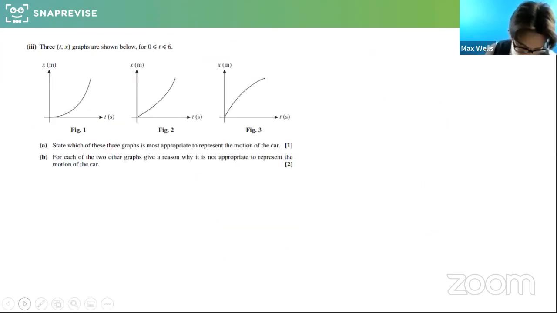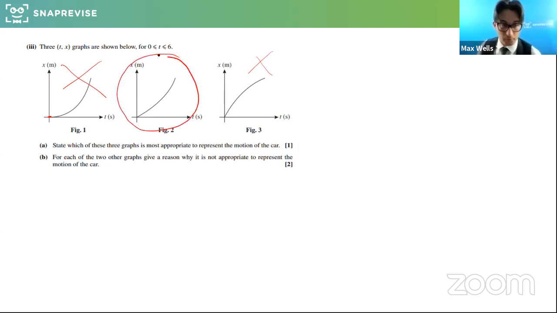The next question is relating to the scenario we just had. We've got 3 graphs, and it says for the scenario we've just looked at, which of these is most appropriate to represent the motion of the car? It's not immediately obvious, but what we need to think about is the car was moving at the initial time. Here we're looking at a scenario where it's flat and the car isn't moving, so figure 1 doesn't really work. And likewise, this one isn't constantly increasing, so this doesn't work. As a result, the most appropriate would be figure 2.